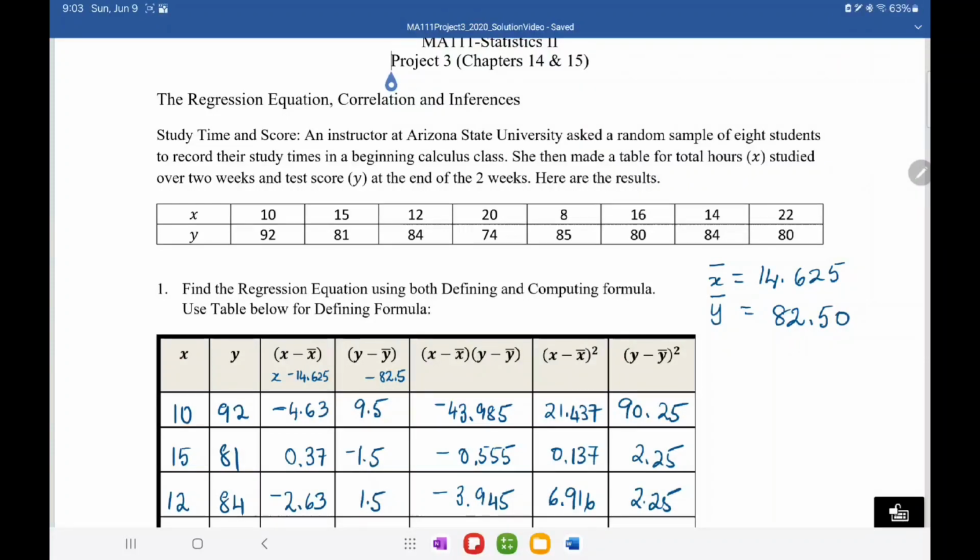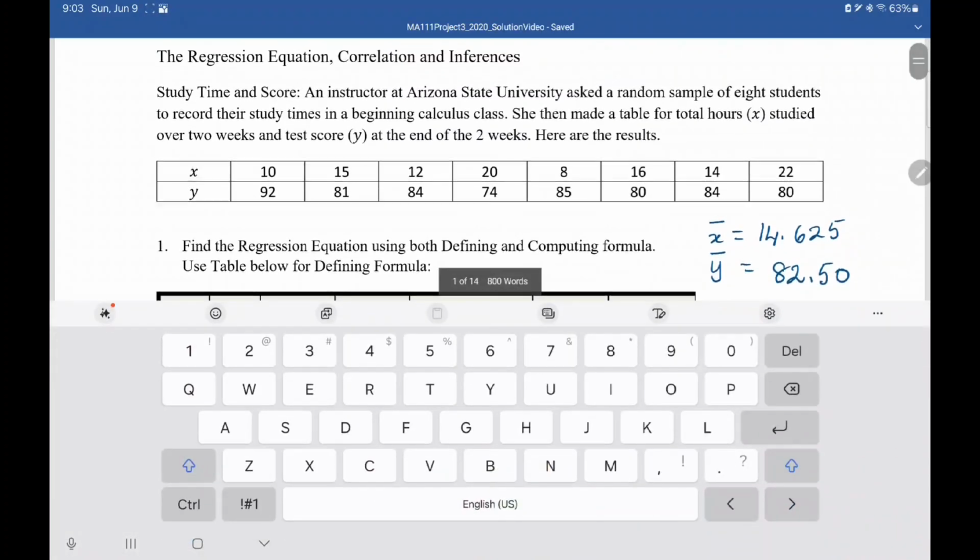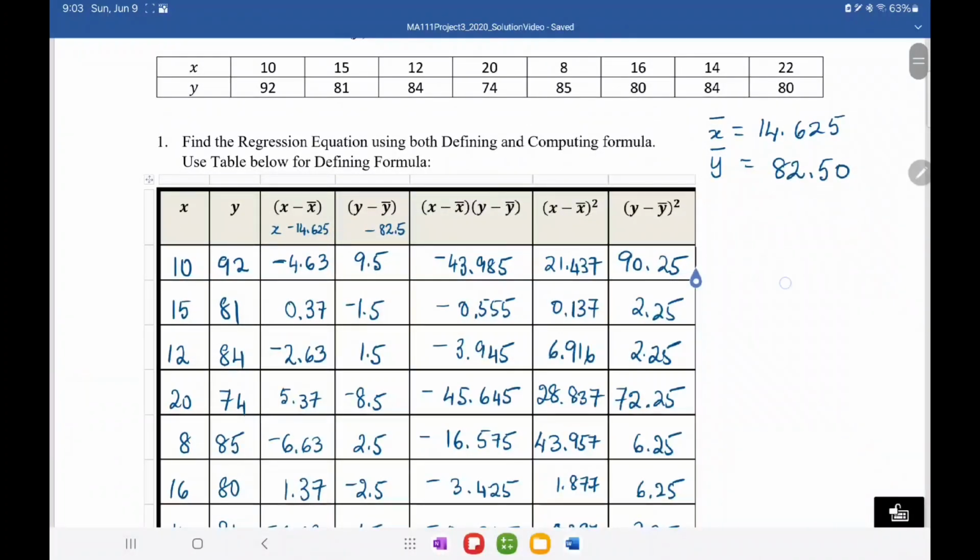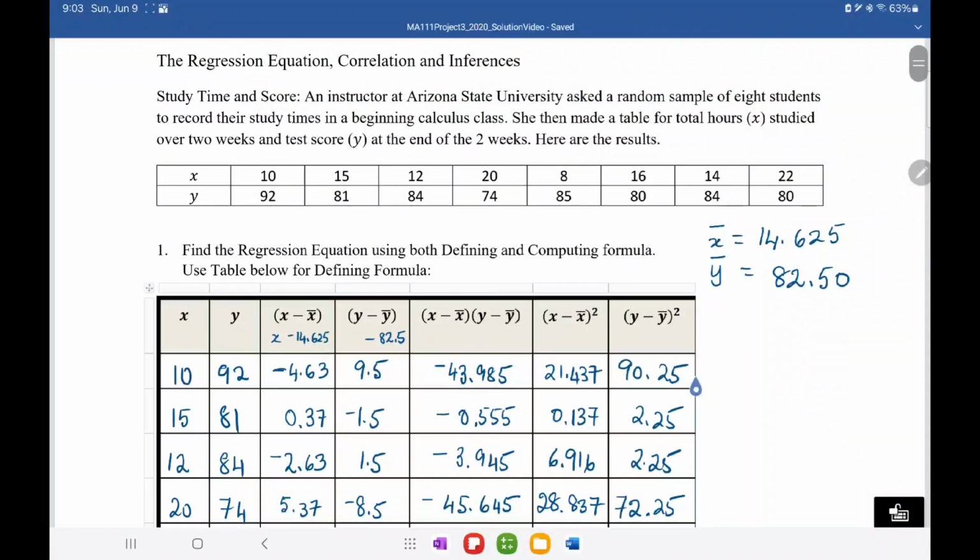Hello everyone, I'm going to go over the problem on chapters 14 and 15 that's in the review sheet for the next test, for test 2. So I'm going to do this in parts because it has a long series of questions associated with the problem. All right, but let's go over what the question is about.